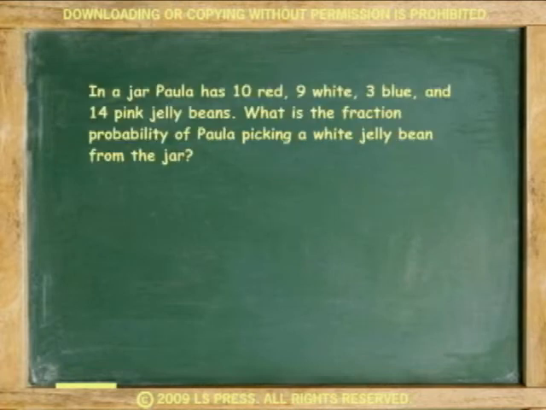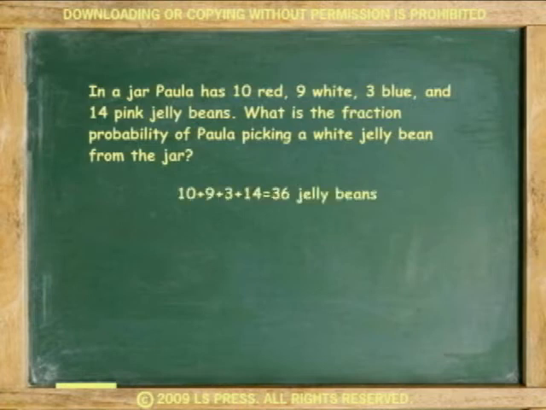For example, in a jar, Paula has 10 red, 9 white, 3 blue, and 14 pink jelly beans. What is the fraction probability of Paula picking a white jelly bean from the jar? 36 jelly beans in total. 10 plus 9 plus 3 plus 14. Number of successful outcomes, white jelly beans, 9. Number of possible outcomes, 36.